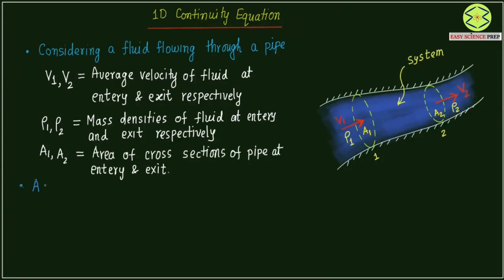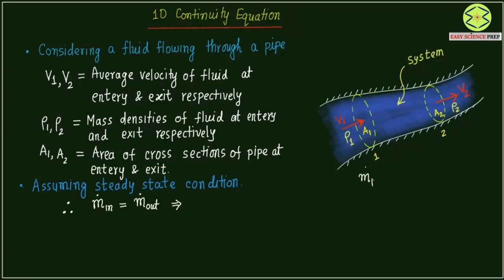So we are going to assume steady state condition. The rate of mass entering into the system must be equal to the rate of mass leaving out from the system. We know that the rate of mass entering into the system is given by m dot in, which is the density at the entry point, area of cross section at the entry point, and velocity of fluid at the entry point. While the rate of mass of fluid leaving out from section 2, that is m dot out, is the mass density at the exit point, area of cross section at the exit point, and velocity of fluid at the exit point.